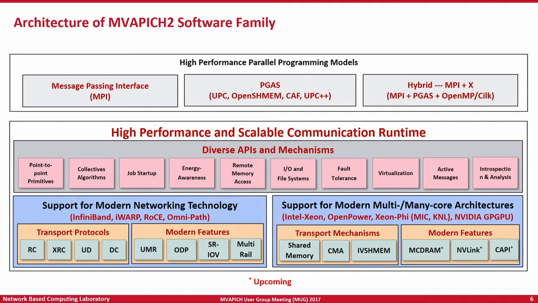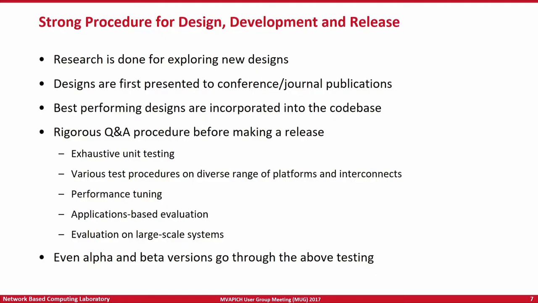Now we have a very strong procedure for design, development and release. This is one thing that Carl had brought out in his talk. Unlike other libraries, when we make an alpha or beta release, that's extremely stable. So you can even take advantage of the alpha and beta releases on your systems to take numbers, performance results, etc. We go through a rigorous QA procedure before making each release, which includes exhaustive unit testing, various systems level testing on large scale on multiple HPC systems, performance tuning, application based evaluations, etc.